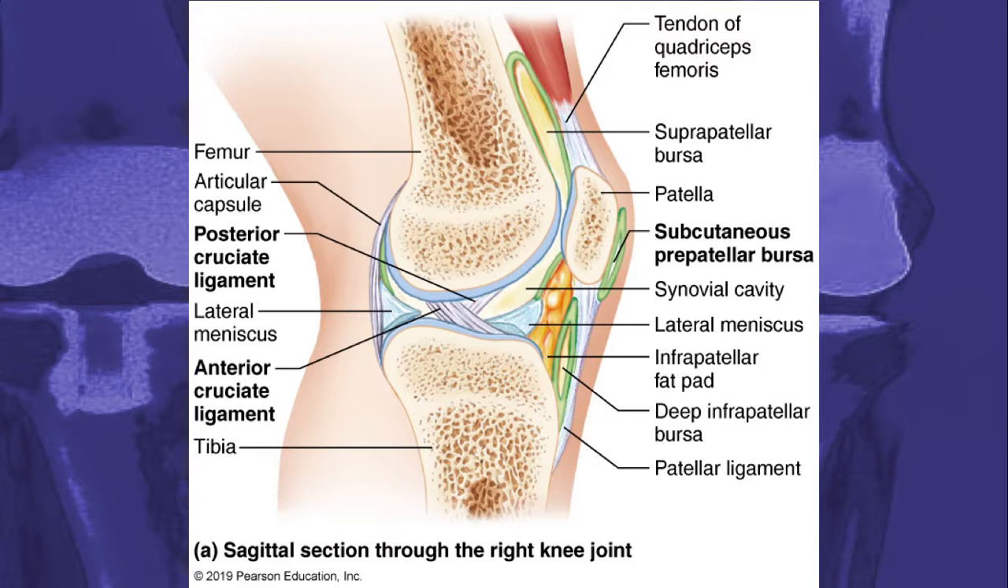What's this blue right here? Articular cartilage. Okay, what are these green sacs? Bursas, right. So we've got three right here that we can see. We've got the suprapatellar, we've got the subcutaneous prepatellar, and we've got the deep infrapatellar bursa. These pads, or these bursae, can become inflamed.